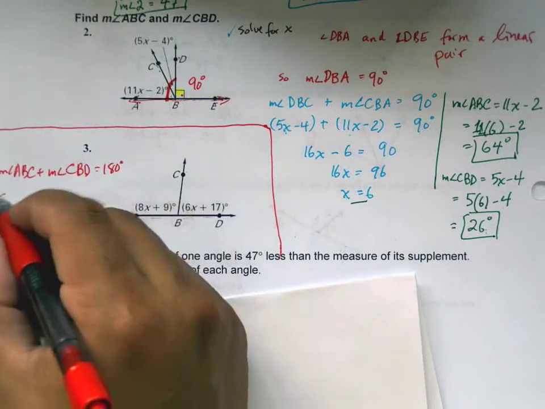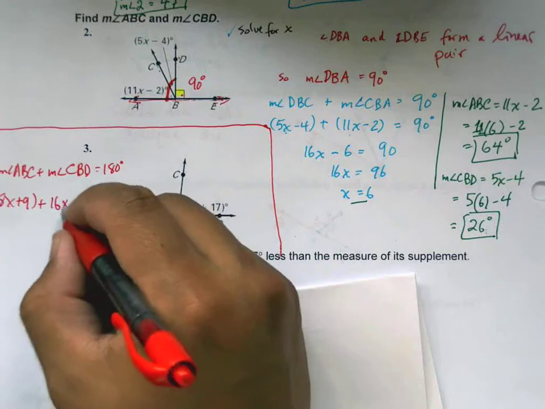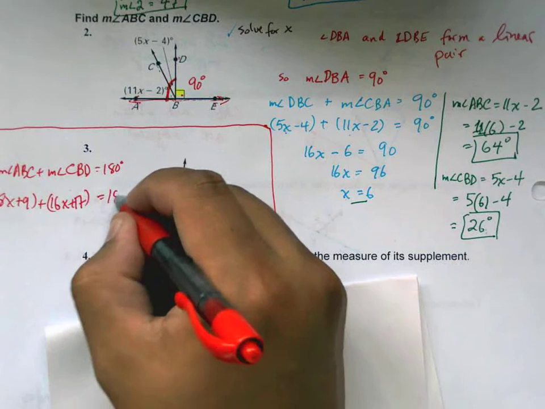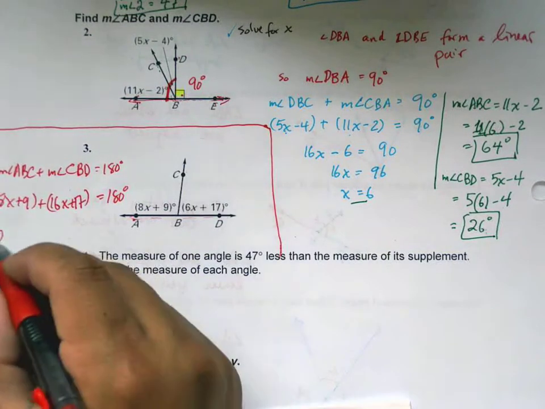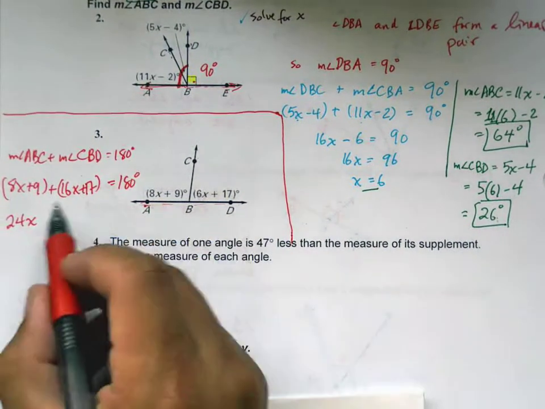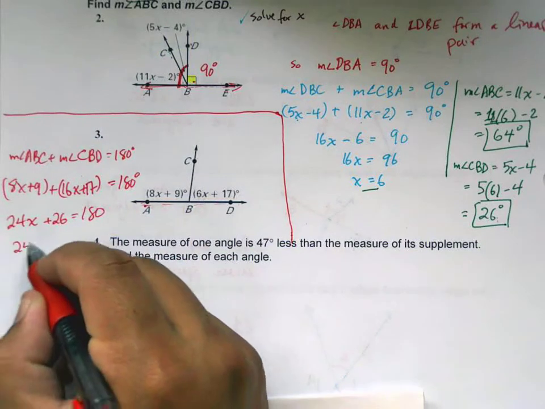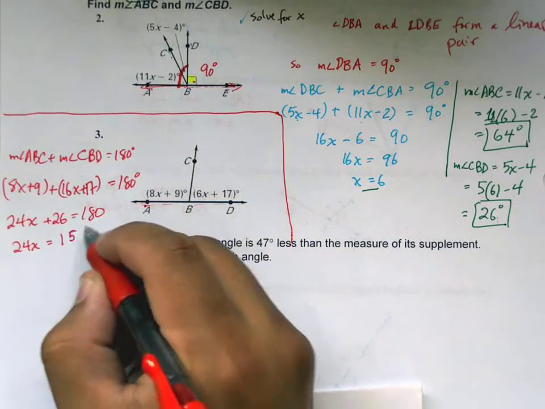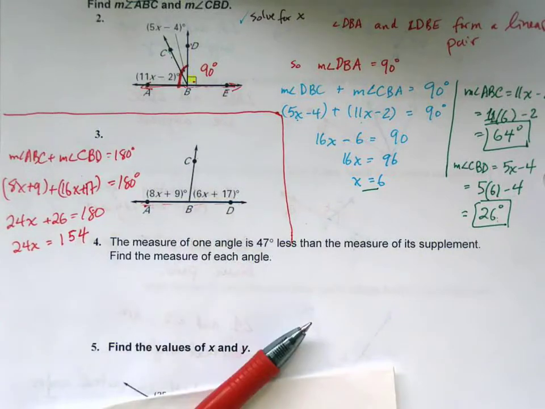Okay? Then we can make our substitution. 8x plus 9 plus 16x plus 17 equals 180 degrees. Okay? Then we can put the x's together, so you're going to get 24x. 9 and 17 gives you 26, equals 180. Subtract 26 from both sides, and we should get 154. Okay. Then divide 154 by 24.